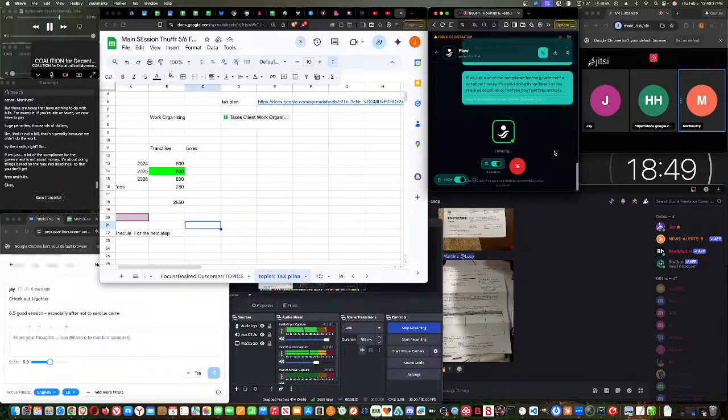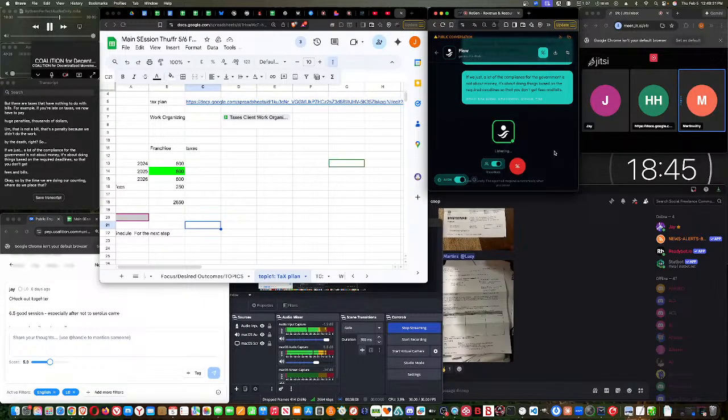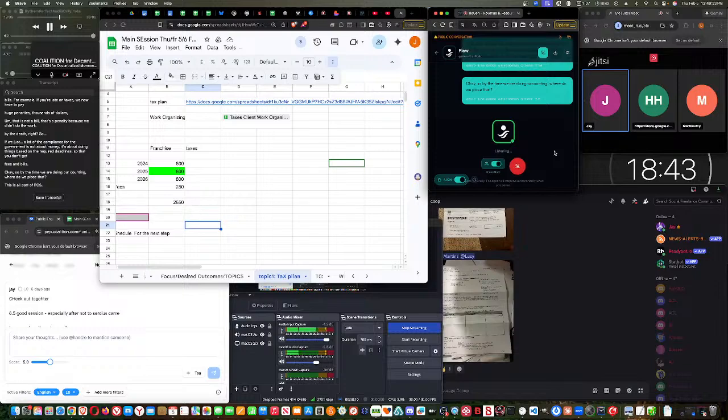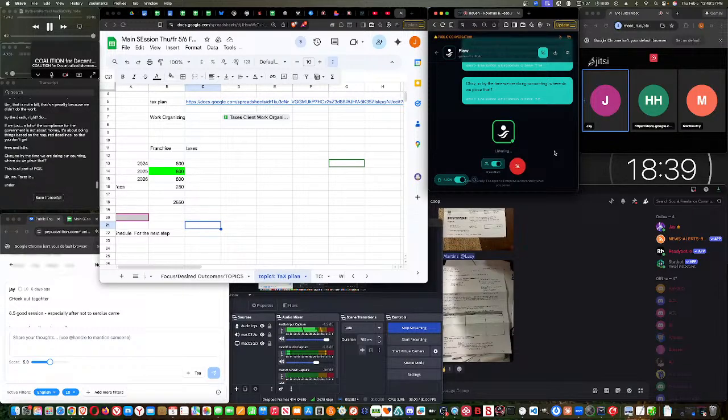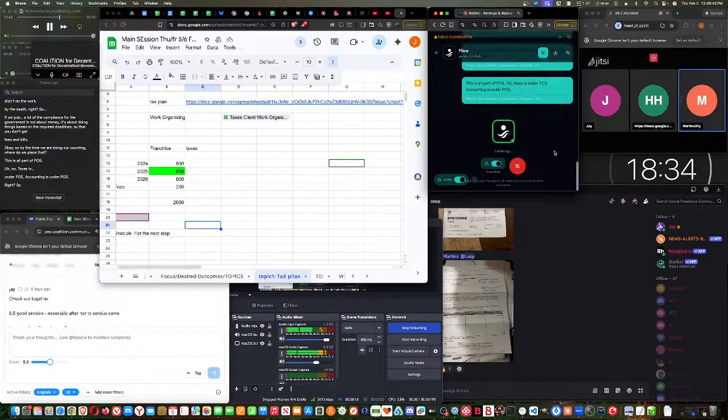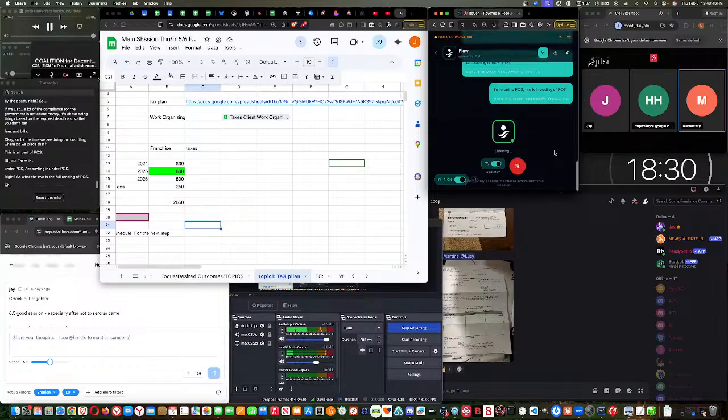Okay, but by the time we are doing accounting, where do we place that? Is it under legal bills? This is all part of POS. No, taxes is under POS. Accounting is under POS, right? So sorry, the full meaning of POS? Oh, it's just positive.